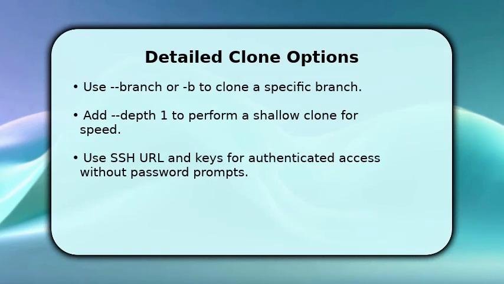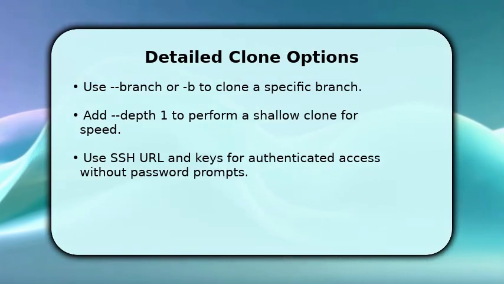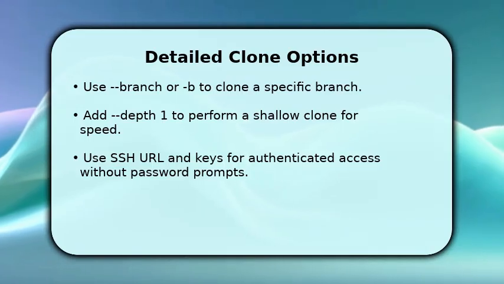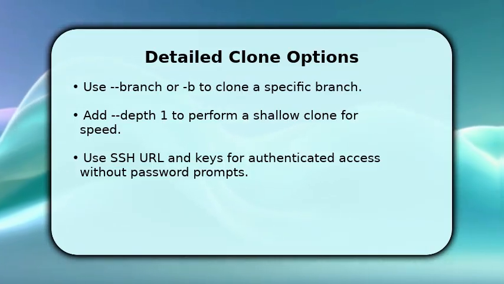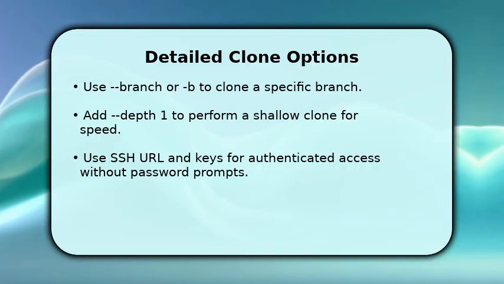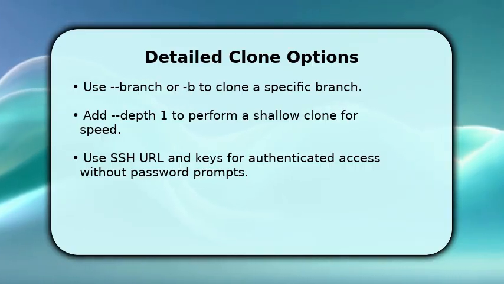Now you'll refine the clone. If you need a specific branch, run git clone -b branch-name --single-branch URL so you do not fetch all branches. To save time and space, add --depth 1 for a shallow clone. This grabs the latest snapshot only.